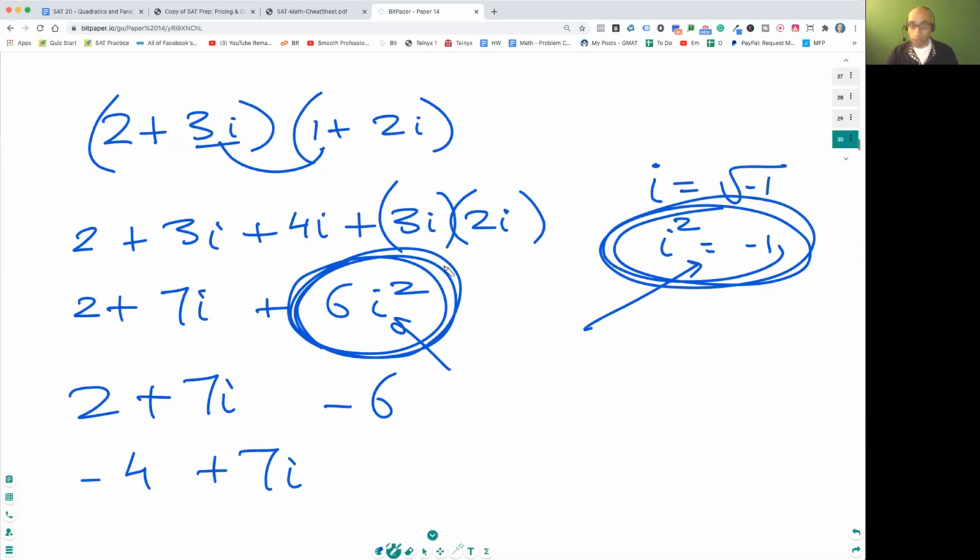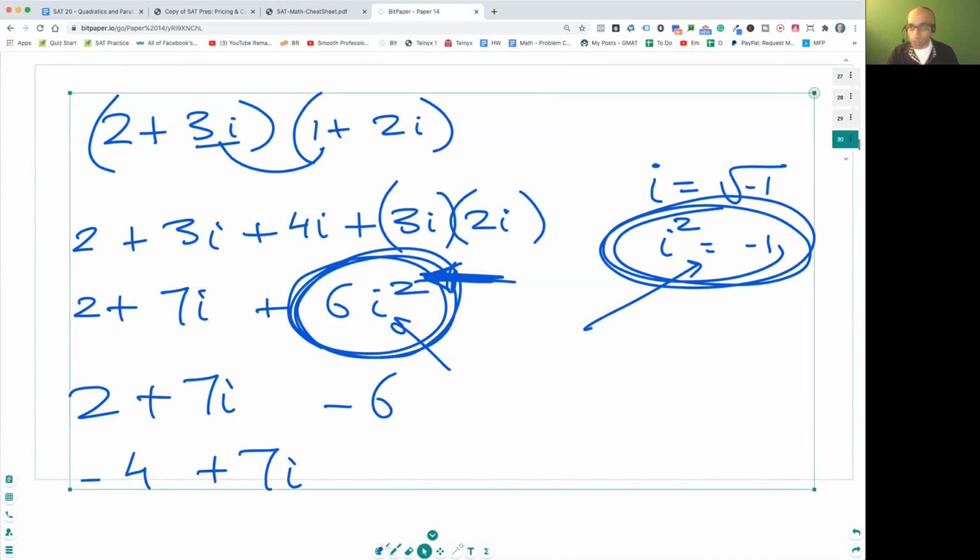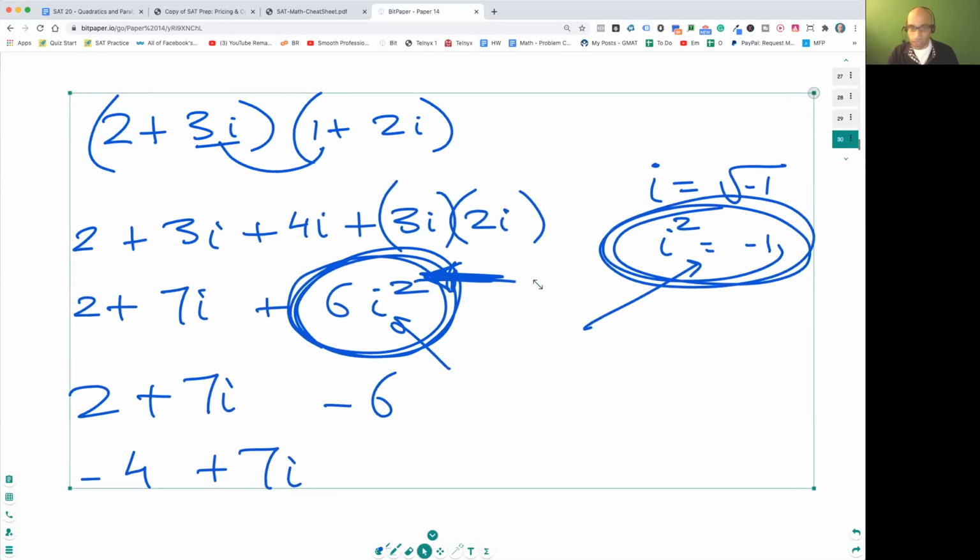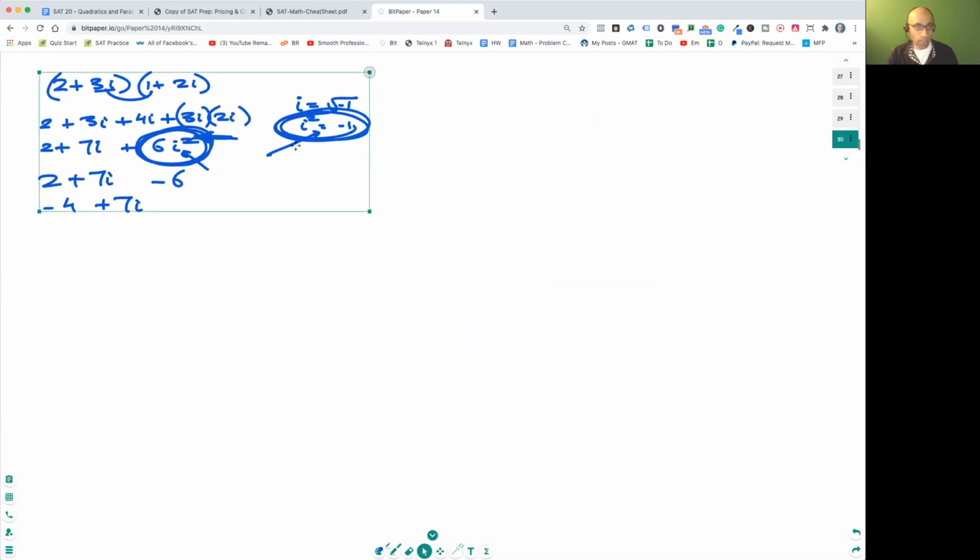So remember, you get the i squared. Don't forget to put i squared equal to -1, and then you're safe. So let's try another problem of the same type. I'm going to squeeze this to the top left and try another problem of this very same type.